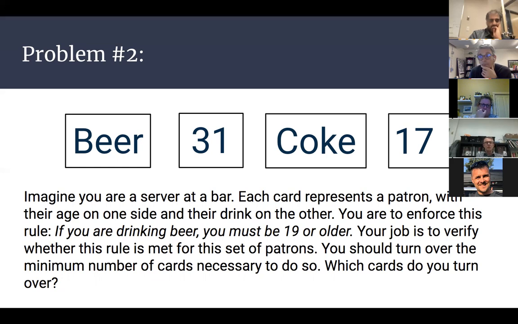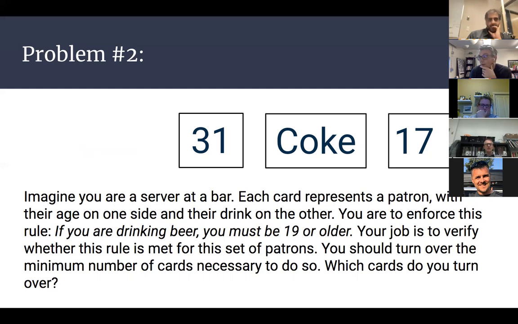For that one, you'd only need to do beer and 31 because it doesn't matter who's having Coke. Or, oh no, you'd have to do 17 in case it's got beer on the other side. Do you have to do 31? No, because they can drink what they like. Oh, okay, beer and 17. Okay. Easier to answer?